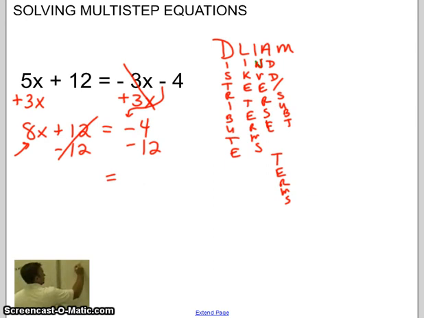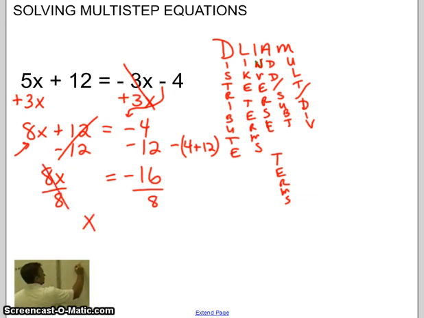Whatever I do to one side, I have to do to the other. Bring down the 8x. Negative 4 minus 12 on the right side is negative 16. Remember, same sign, combine the numbers, and then take the sign. So you get negative 16. Now we're going to multiply or divide. So we have 8 times x equals negative 16. Since it's multiplication, I'm going to use division to get rid of it, and I get x equals negative 16 divided by 8, which is negative 2.